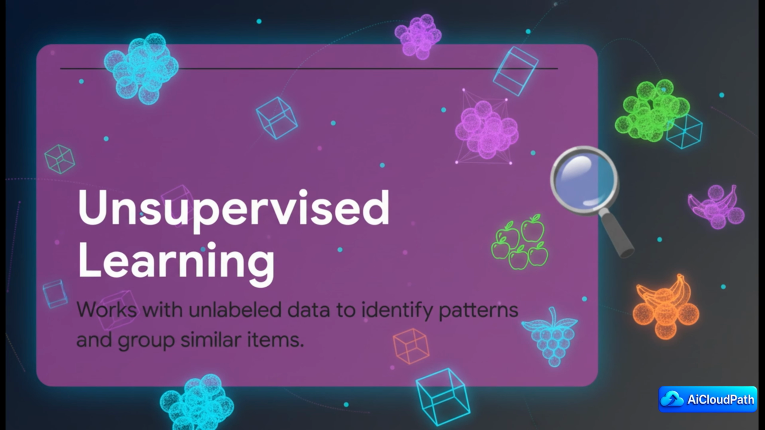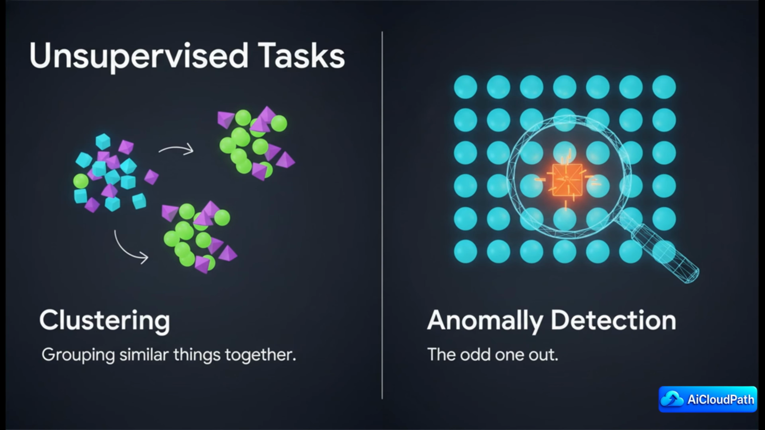The data is unlabeled. There are no right answers given to the machine beforehand. Its entire job is to just sift through all this raw, messy information and find hidden patterns, structures, and relationships all by itself. It's basically looking for things that naturally seem to group together. And its main jobs are a little different too.